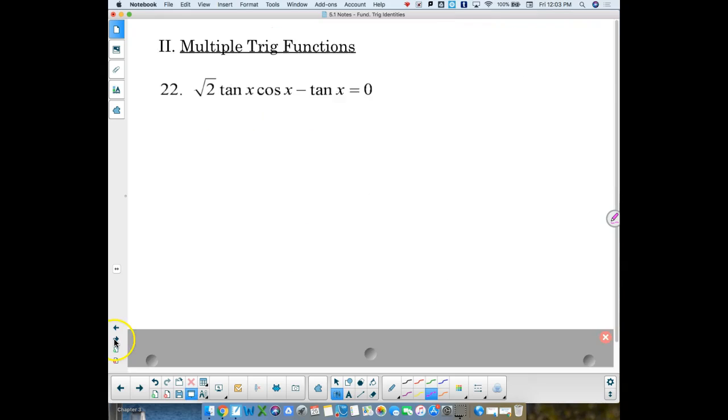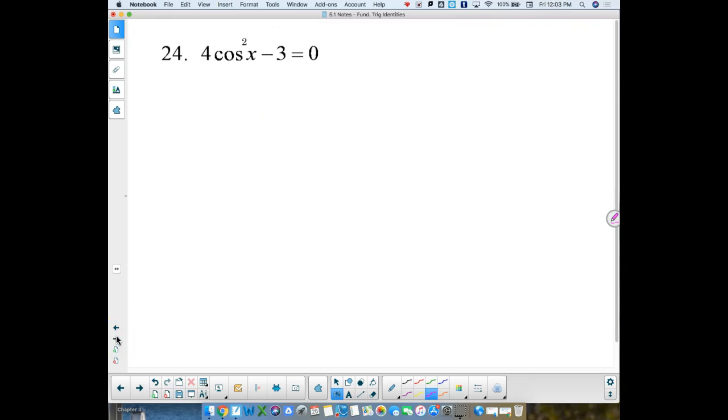One last one. I'd like to do this one. 4 cosine squared of x minus 3 equals 0. Try that one. So, first off, I would add 3. Do we agree? Okay. So that gives me 4 cosine squared of x equals 3. Then I would divide by 4. That gives me cosine squared of x equals 3/4. Then what? Square root both sides.